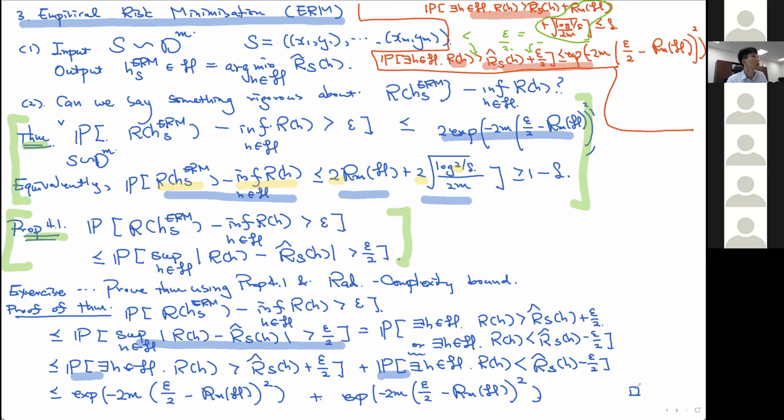so what we did is that we used proposition 4.1 that compares the probability of large excess error, large estimation error, with some other quantity, and then used it to bound the probability of the estimation error being large in the empirical risk minimization. So another question is, how can we prove proposition 4.1? Here's a proof.